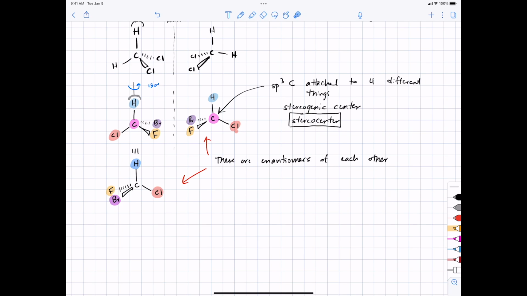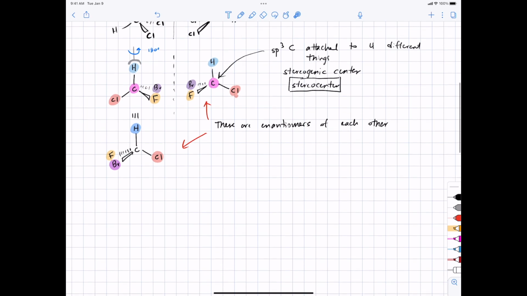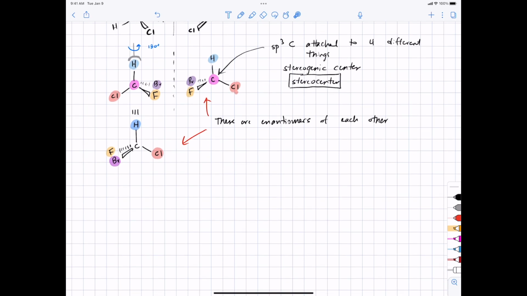Bromo, chloro, fluoro, methane, or something like that. But they're different, and so we need a way of talking about that. And to do that, we're going to use the R versus S system, which is going to be exactly like the E versus Z system, except we're going to apply it to a stereocenter.